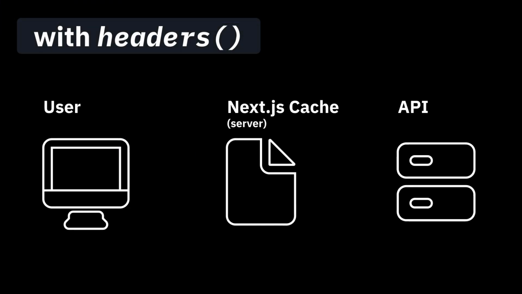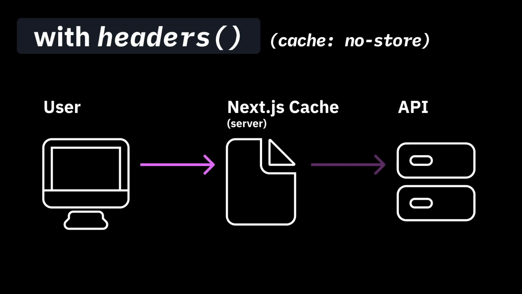Using functions like headers or cookies comes with a small caveat. That is, it will make your fetch functions behave as if you set the cache to no-store. That's because the information about incoming HTTP requests can't be known at build time. This means that incoming requests are going to hit the API and aren't going to get cached.